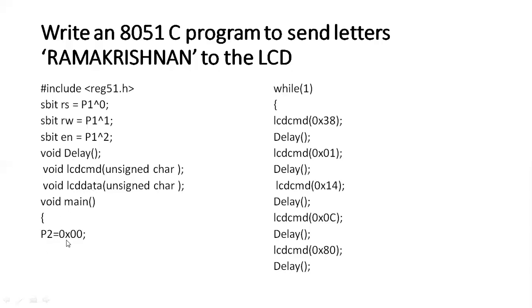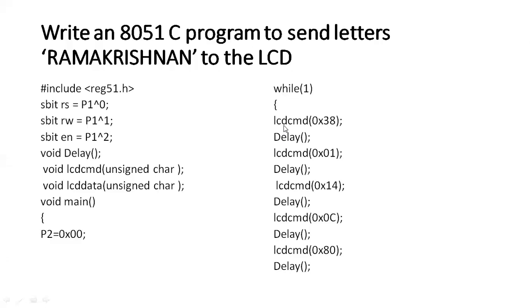Void main, P2 equal to 0x00. This 0x00 is nothing but the data pins from D0 to D7 that I'm going to connect to the P2 port of the LCD. So from the LCD, D0 to D7 will be connected to P2.0 to P2.7. So this will act as an output port, so I'm making it 0x00 for the port. This while(1) is used for the repeated operation, and here I'm going to use only some of the commands.